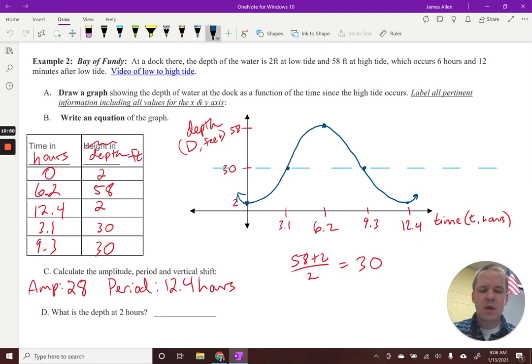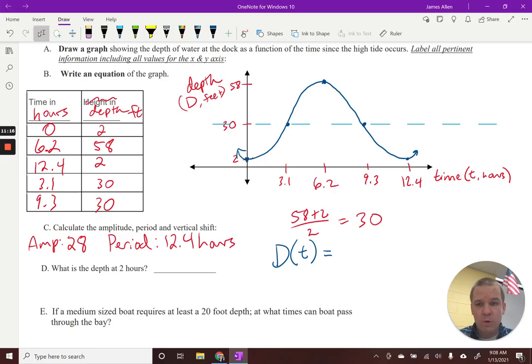So I feel like at this point, we're ready to write our equation for this function. As we've already said, it's a cosine function, right? It appears to be a cosine. I mean, you can write it as a sine function, but it clearly looks like a cosine function that's been reflected here. So let's do that. So I would have d of t, the depth as a function of time, would be, we said it was going to be a negative cosine, right? So negative, my amplitude is 28, cosine, and then my period was 12.4 hours.